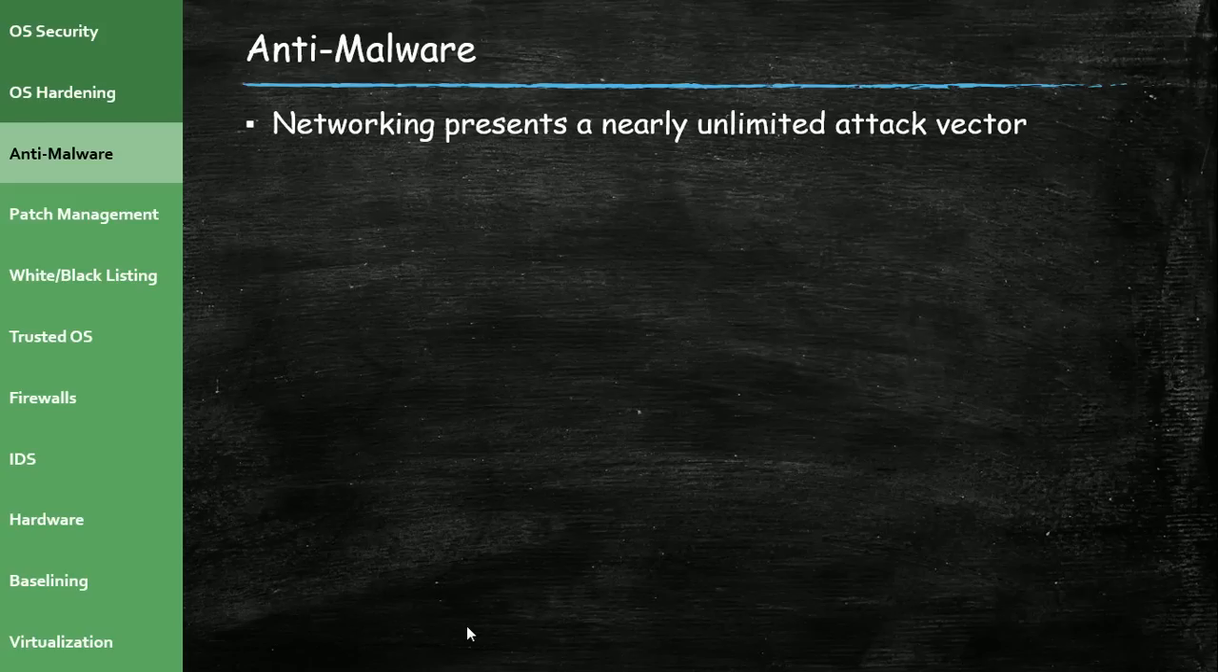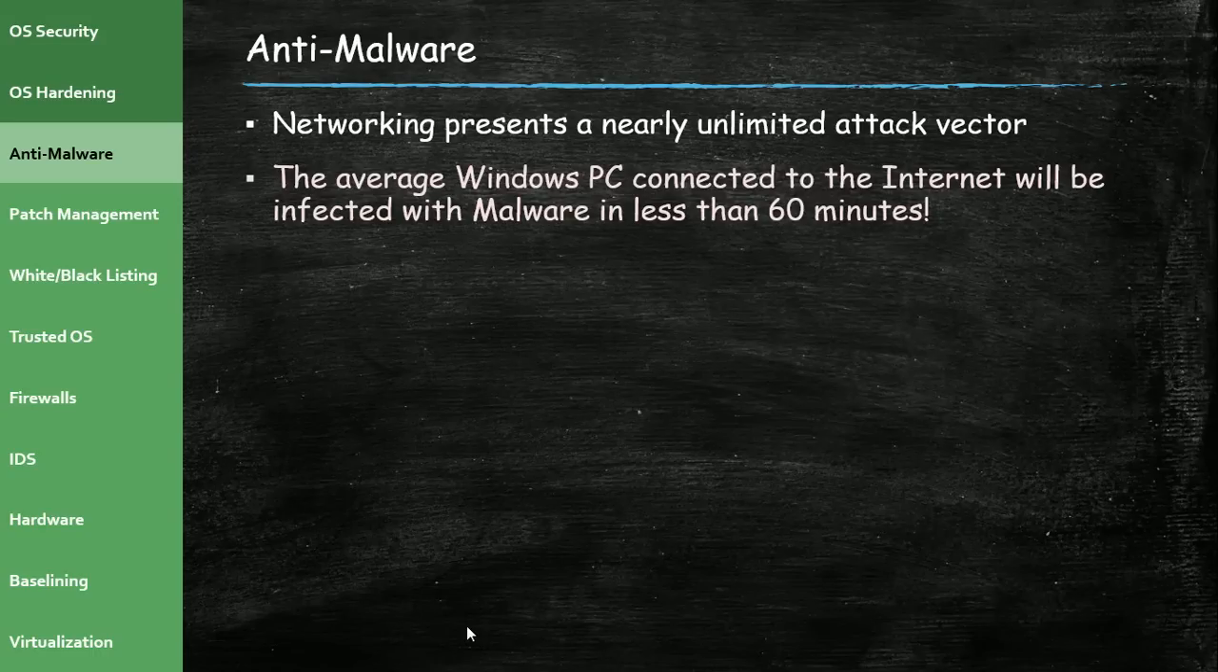So networking presents a nearly unlimited attack vector. Everything is on the network now, so lots of ways people can take advantage of the network to attack our system. So in your book, they talk about how the average Windows PC that's connected to the internet will be infected with malware in less than 60 minutes. And I think that's actually probably a long time. I've seen systems connected directly to the internet without a firewall, just connected directly, a Windows system, and I've seen it take far less than 60 minutes. If you have something that has a known vulnerability that's easy for these automated systems to detect, it could be as soon as a couple seconds or a minute.